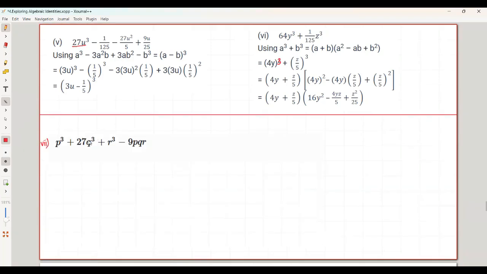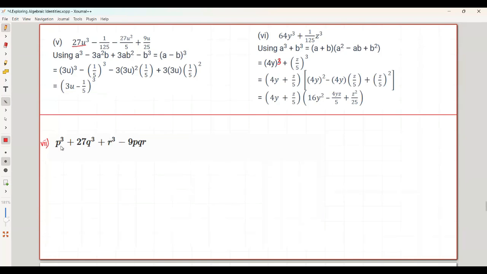That's it. Number 7. By seeing the question itself, you have to identify which is the correct identity, the exact identity that can be matched for finding the answer. So this is in the form of p cube plus 27q cube plus r cube minus 9pqr. We have to map it to the identity. This is a cubic, so a cubic identity. We are not going to disturb the square identity. You have to check which cubic identity is going to match exactly.